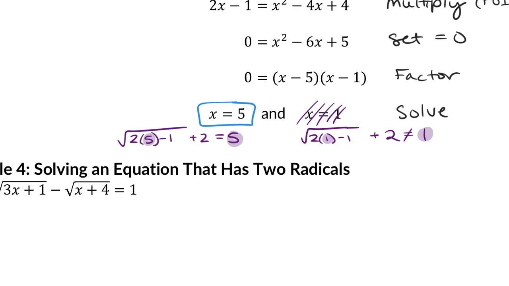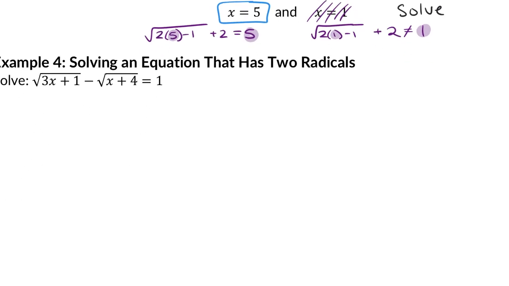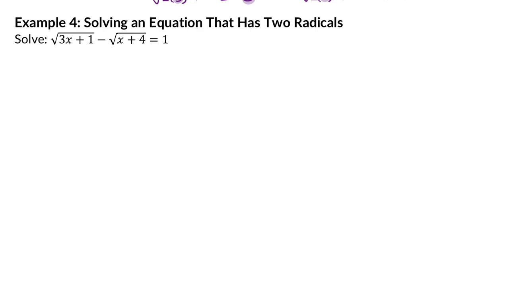Let's see an example live. Now, I'm going to go through this example a little bit quick. Obviously, you can slow down this YouTube video and or pause and catch up as I go. But what we're going to do first is isolate one of the 2 radicals that we have in this problem. Mathematician's choice, but I'm going to keep things positive, which means I'm going to isolate the square root of 3x plus 1 by adding the square root of x plus 4 to the other side.